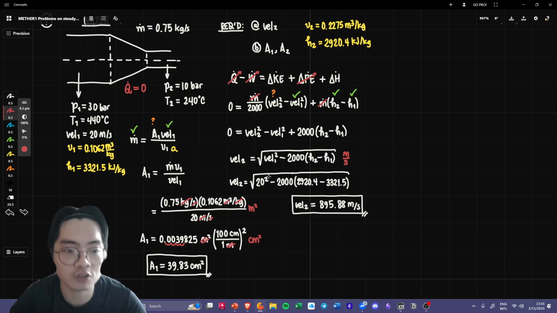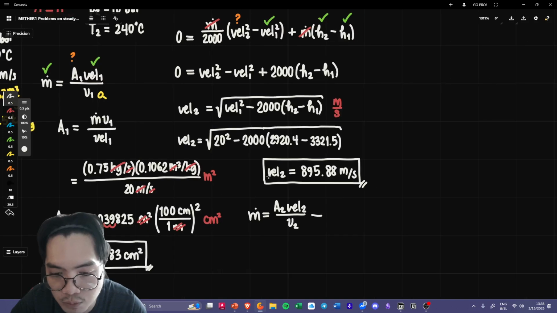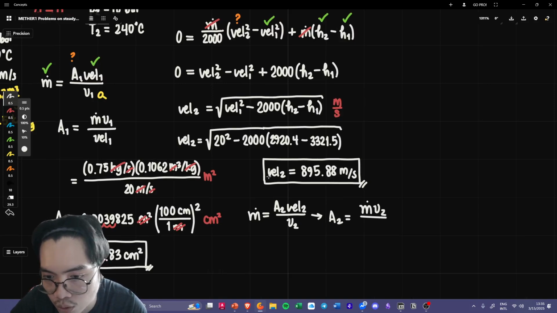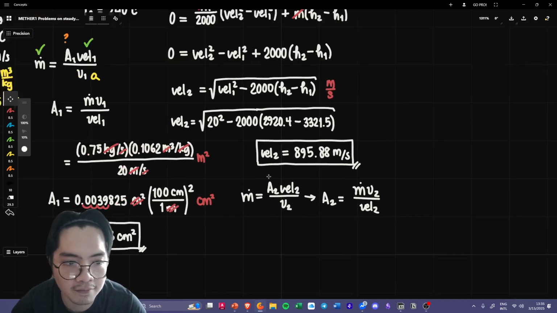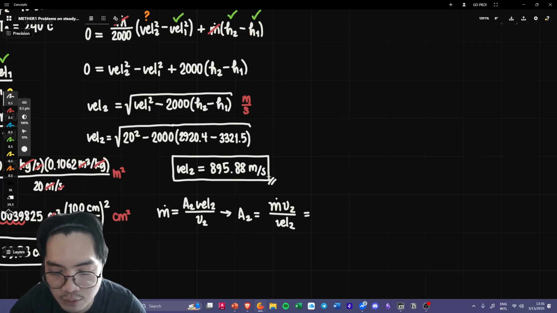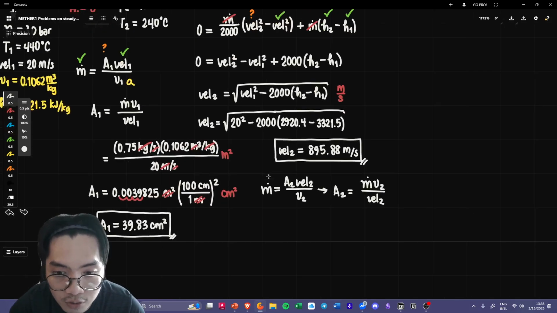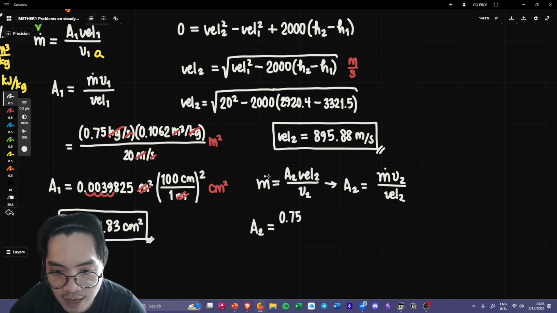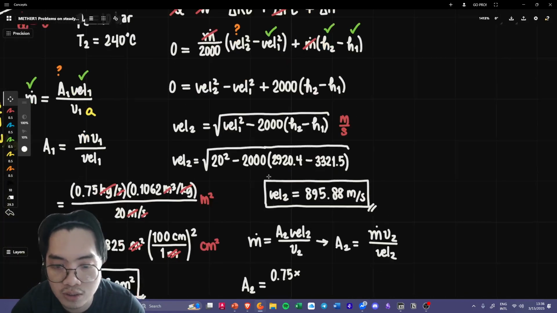And based on this, we can just go ahead and plug it back into m dot is equal to A2 vel2 over V2. And we're now supposed to get the value of A2, which, if we rearrange, is m dot V2 over vel2, right? So what will happen is that we will have this again. And now we don't have to worry anymore about the values, the units are going to take care of themselves. A2 is going to be 0.75 times V2, which is, what is V2 again? Yeah, V2 is 0.2275.